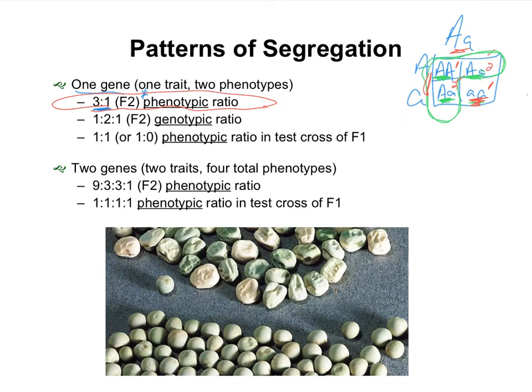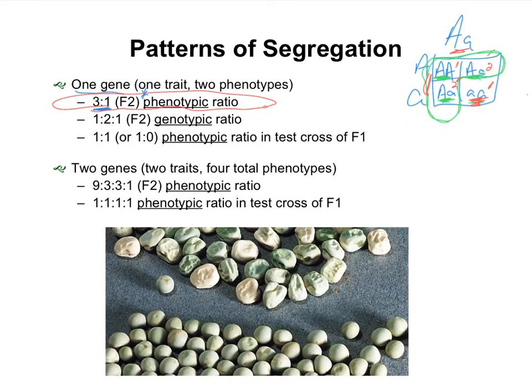So 1 big A to 2 big A little a's to 1 little a. So you tend to have a 1 to 2 to 1 ratio when you're dealing with one gene, 2 hybrids crossing. This is the pattern you see over and over and over again.